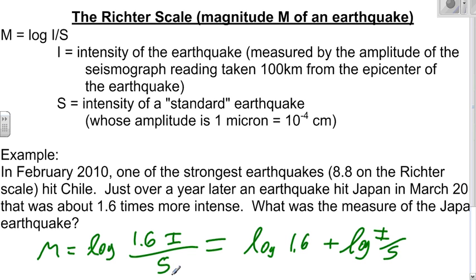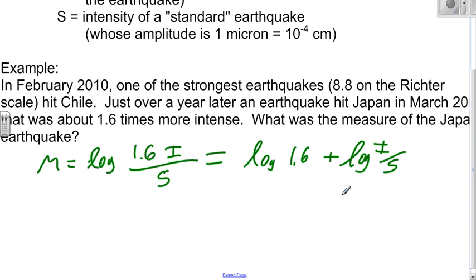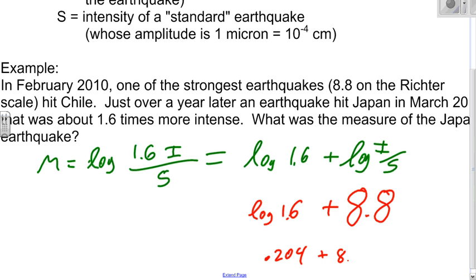Remember, S is standard, but this I was whatever it was in Chile. So this whole thing would just be the measure of what it was in Chile, which was an 8.8. So it's log of 1.6 plus 8.8. And log of 1.6 is 0.204, plus 8.8. So that means that in Japan, it was a 9.0, but it was over 1.5 times more intense, just in that 0.2 scale.